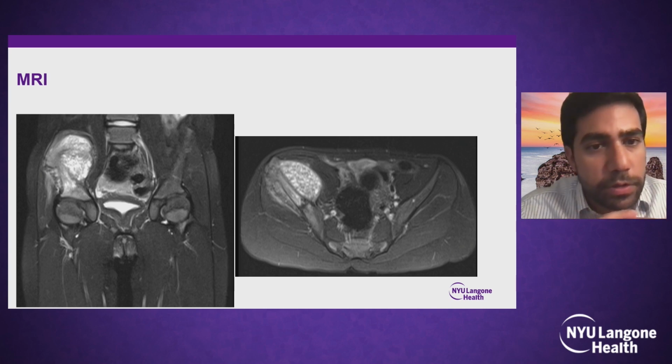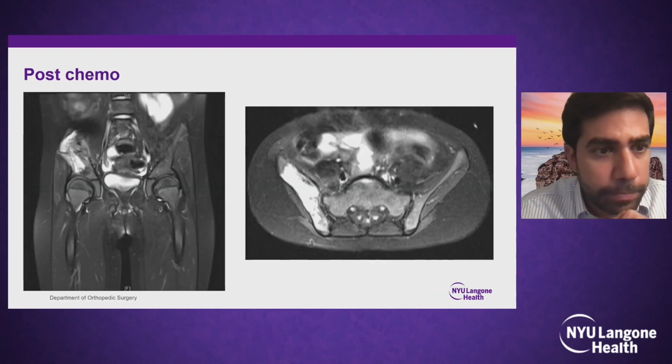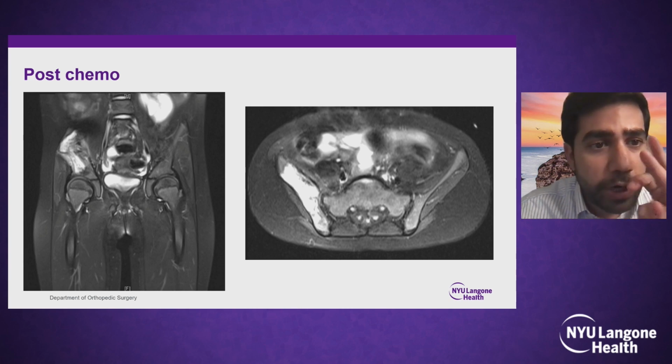And this is very typical of Ewing sarcoma, this sort of ballooning out of the bone without so much destruction per se, sort of more permeative ballooning out of the bone. So this patient underwent chemotherapy, and as you can see, that balloon deflated significantly. So how are you going to treat this?